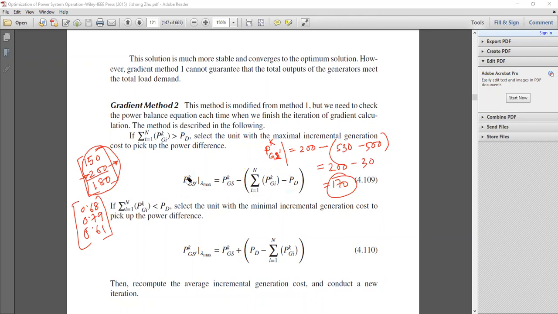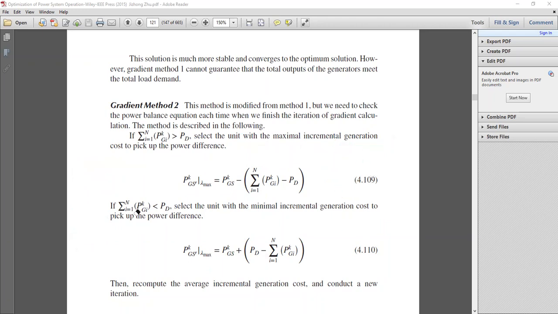Similar thing has to be done in 4.110 for the reverse scenario, where if you have got some PGs whose summation is less than your demand, then choose the minimum cost unit and increase its generation. How much you increase, you will find by this formula.